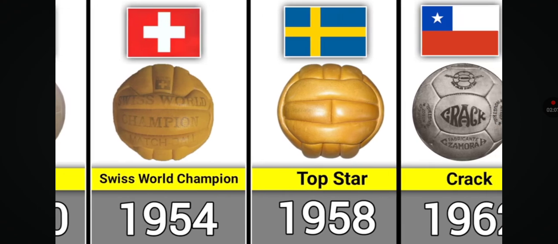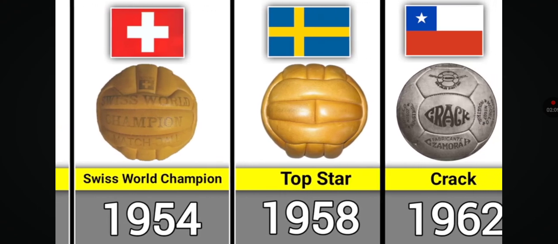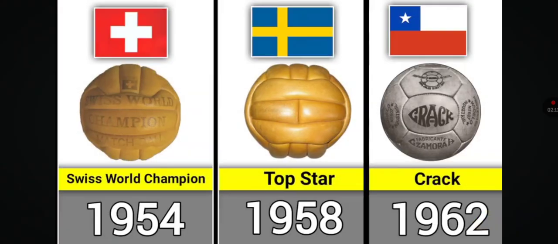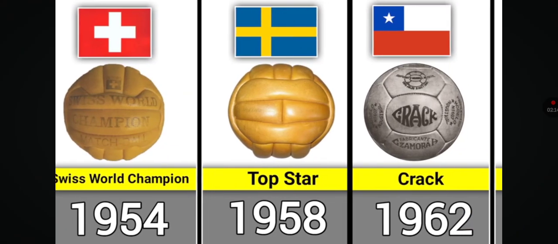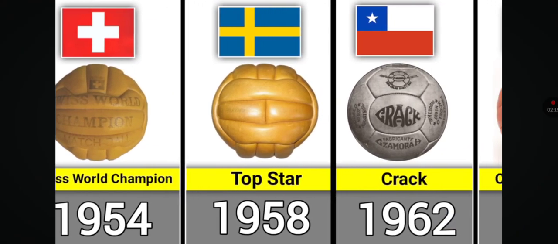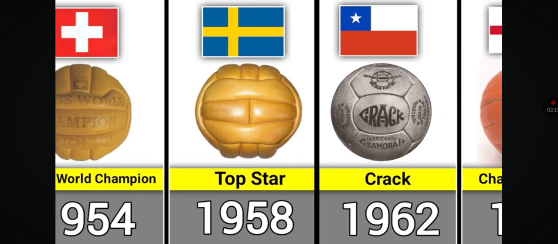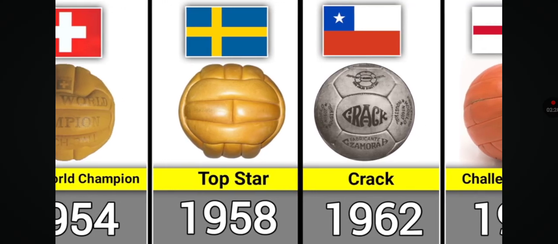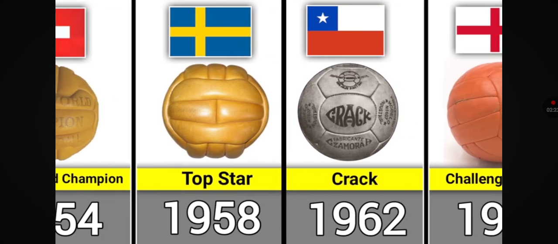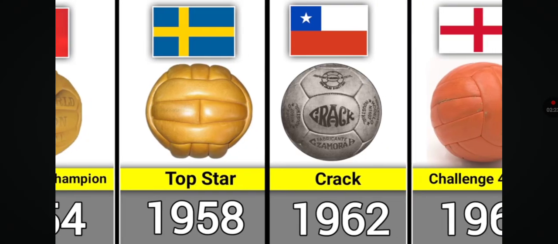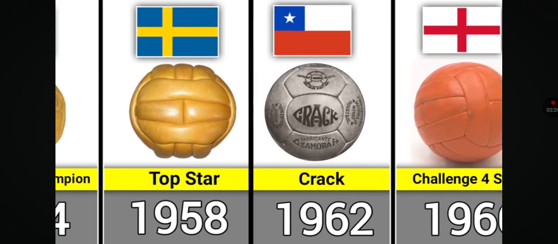1962, Crack. The Crack ball in Chile 1962 focused on durability and match consistency. It handled different weather conditions better than previous designs. Football was becoming more global, and equipment had to meet international standards. Each World Cup was pushing innovation forward step by step.